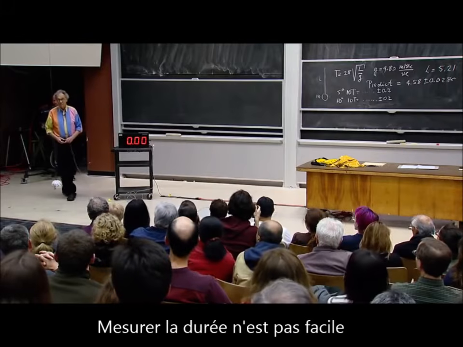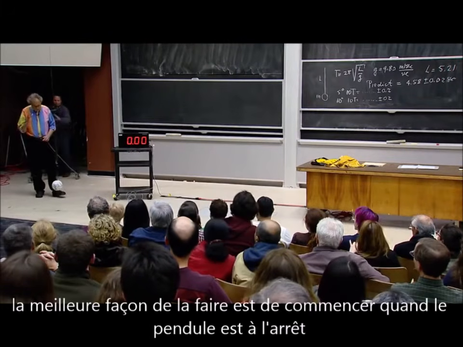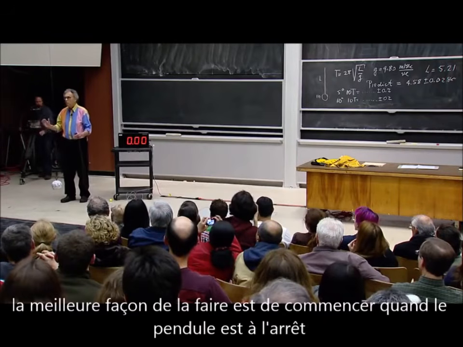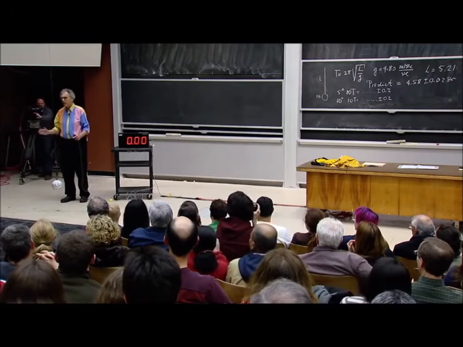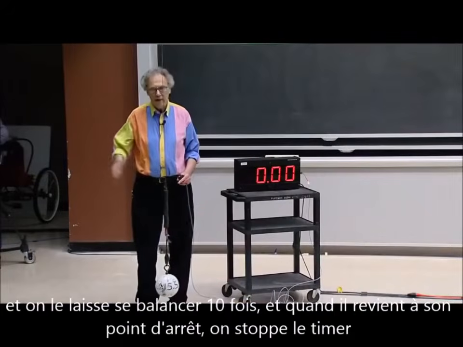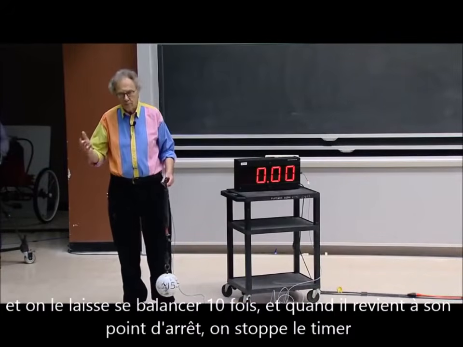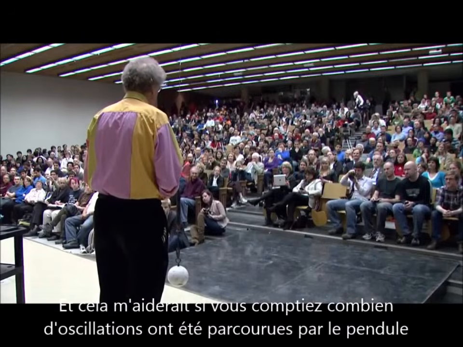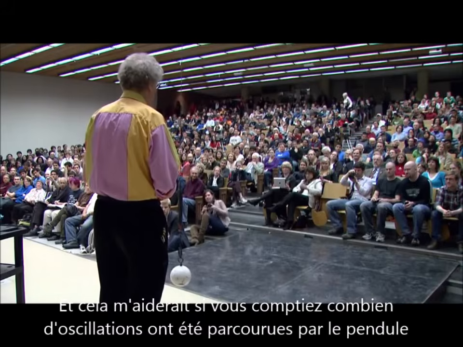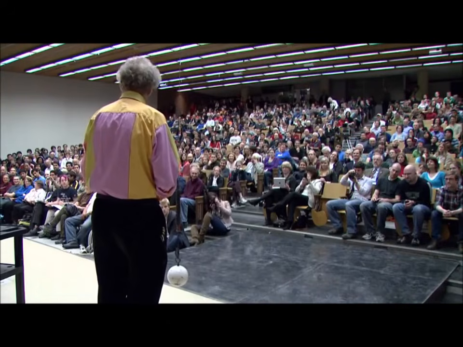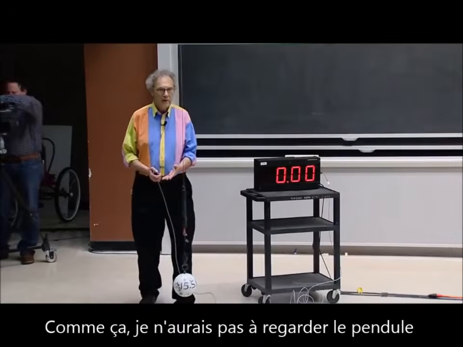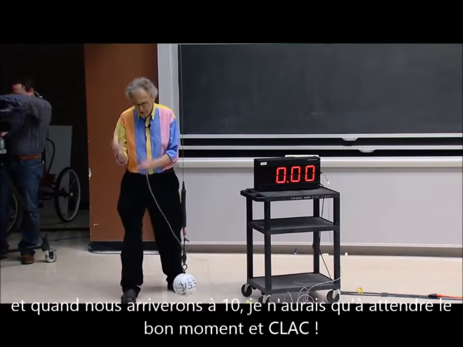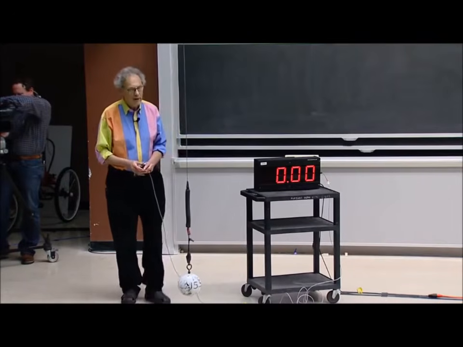Timing is not easy. The best way to do it is to start the timing when the pendulum comes to a stop. That is rather well defined. And then you let it swing 10 times, and then when it comes to a stop, you stop it. And it would help me if you would count how many oscillations we have made, because then I don't have to look at it. All I have to do is, when I come close to 10, watch for the moment of stopping, and then I will end it.